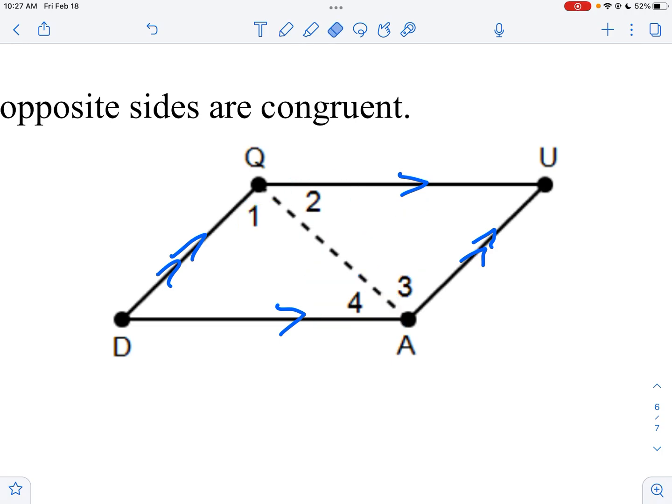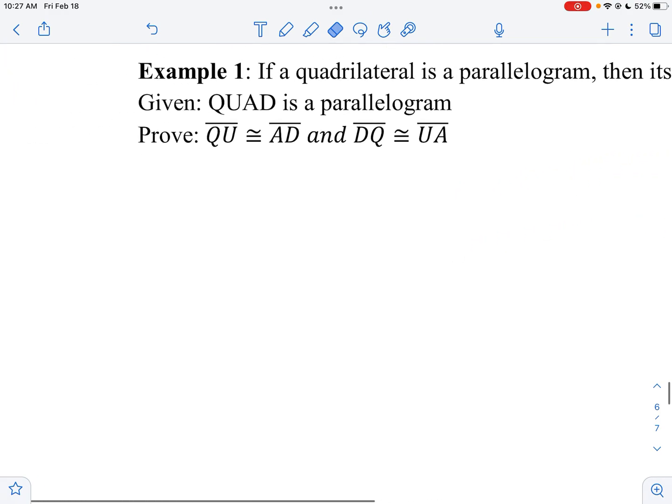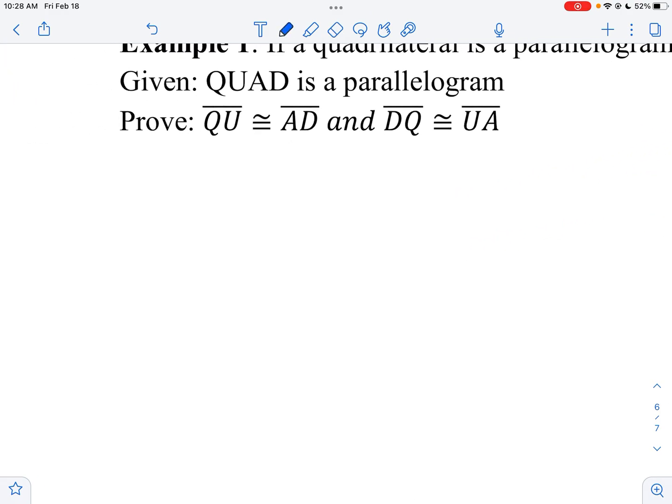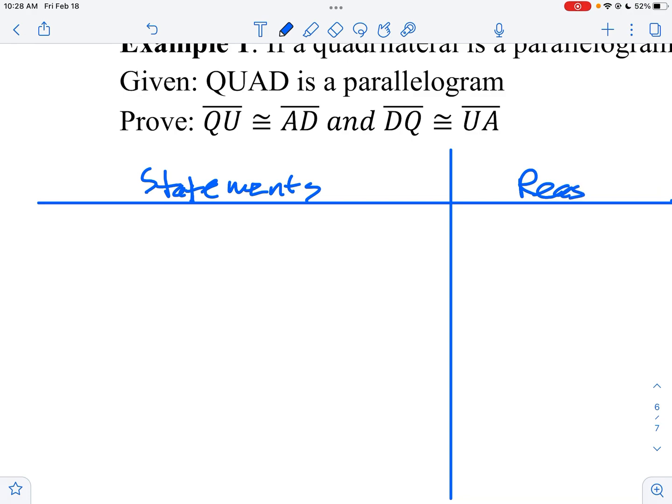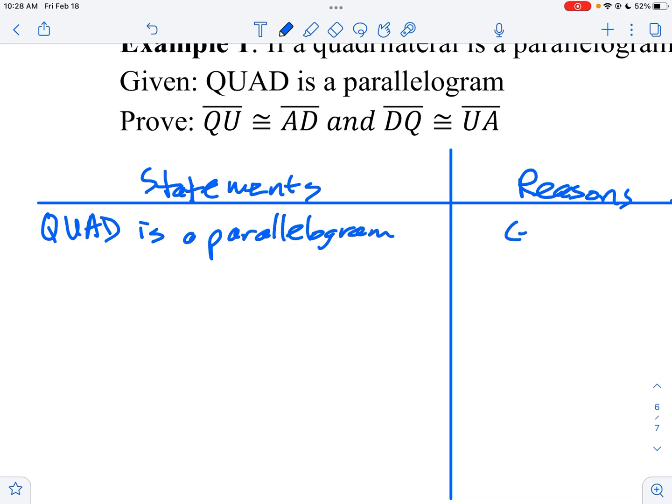And so we're going to go ahead and write out our proof here. We are given the parallelogram, so we'll start with that. Here, let me get our little T-chart started. Left side, we got some statements. Right side, we got some reasons. Let's start with our first statement, which is our given. QUAD is a parallelogram. And that's a given.